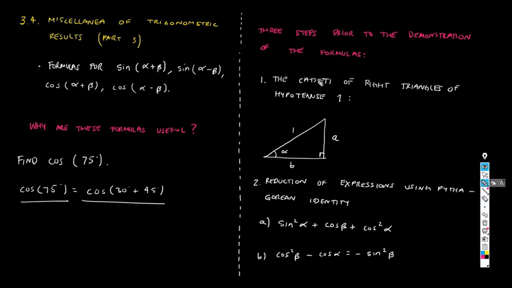So before we enter into the proper demonstration, I need to tell you about 3 context steps prior to the demonstration of these formulas. And these are pretty simple steps, but I need to make sure that you understand each of them. Number one, the catheti, remember this is the plural of cathetus. These two are catheti. Estos dos son catetos. The catheti of right triangles of hypotenuse 1.